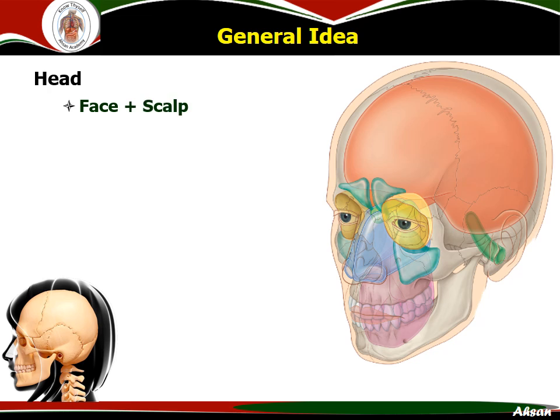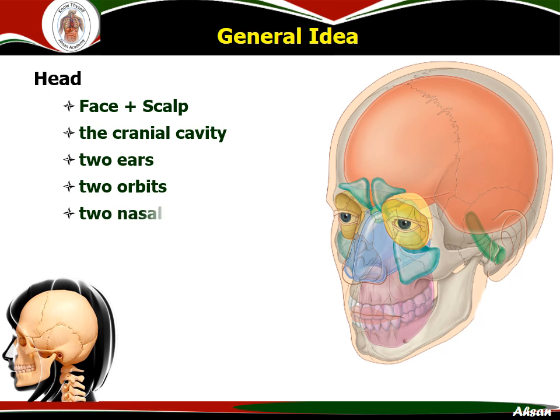The head region has the face and scalp, then the cranial cavity within the skull, then two ears, two orbits containing the vital eyes, and two nasal cavities that make one organ, that is the nose, one oral cavity, and finally some foci. So all this together making this head region, and each of them should be studied separately as the gross anatomy content.